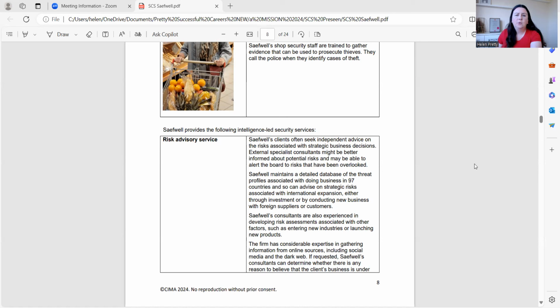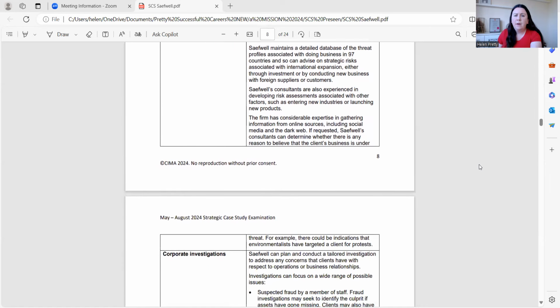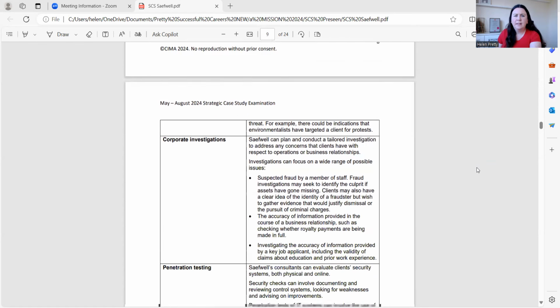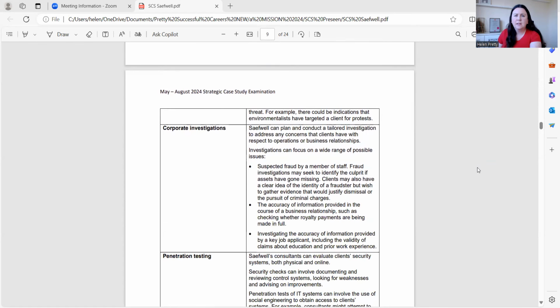The firm has considerable expertise in gathering information from online sources, including social media and the dark web. If requested, Saefwell's consultants can determine whether there is any reason to believe that the client's business is under threat. For example, there could be indications that environmentalists have targeted a client for protests. Our next intelligence-led service is corporate investigations.